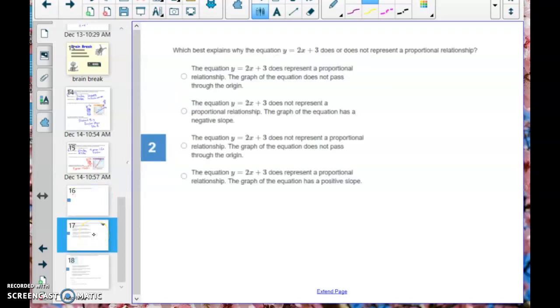Number 2, which best describes why the equation does or does not represent a proportional relationship? Well, this, of course, does not, because you do have the y equals mx, but you have that plus 3 on the end, and that's not a direct variation equation. So that means this one and this one are eliminated. And the reason that it is not a proportional is because this graph does not pass through the origin.